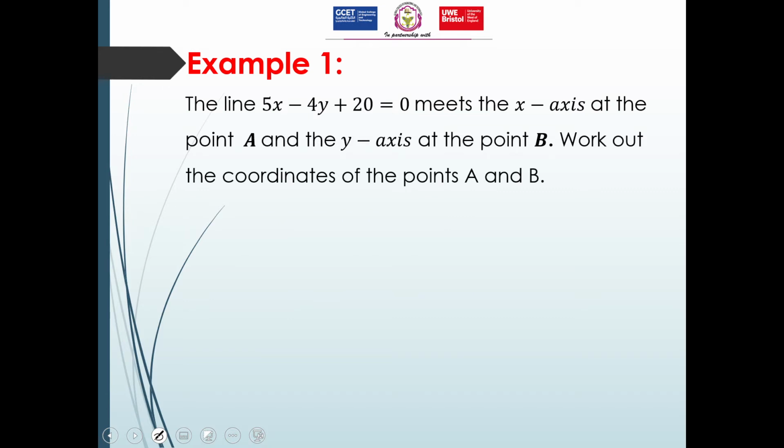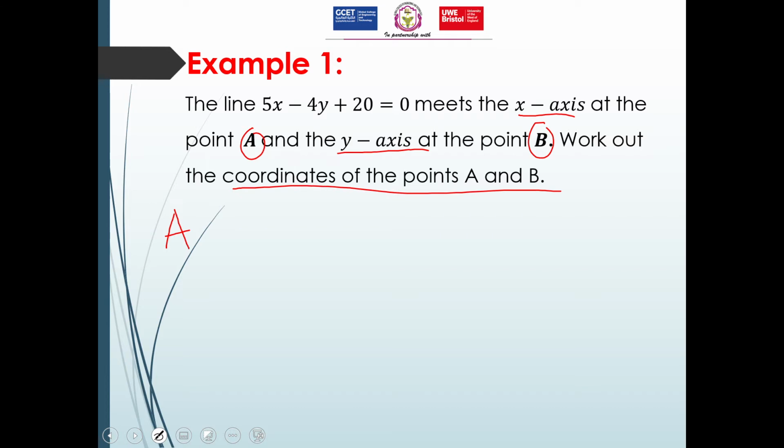Let's apply this in the next example, number 1. Now, line 5x minus 4y plus 20 equals 0 meets the x-axis at point A. So that means at point A, we want to find the coordinates where it meets the x-axis. And then the same line meets the y-axis at point B, so we also need to find the coordinates of B. So work out the coordinates of points A and B.